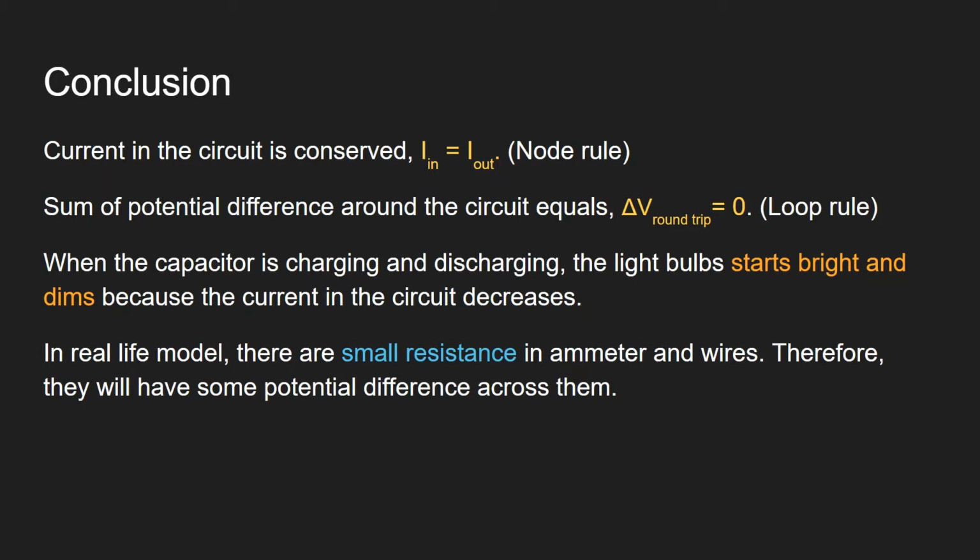To conclude, current in the circuit is conserved according to the node rule, and the sum of potential differences around the circuit equals 0 according to the loop rule. And we were able to see that when the capacitor is charging and discharging, the light bulb starts bright and dims out because the current in the circuit decreases. And lastly, in the real life model, there is small resistance in the ammeter and wires, therefore we will have some potential difference across them.